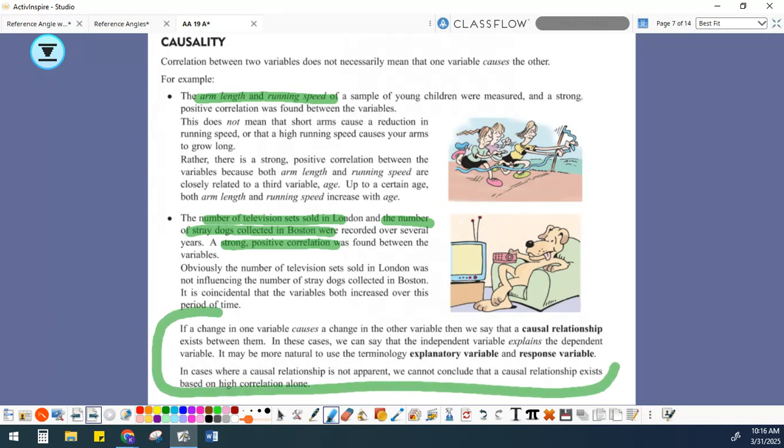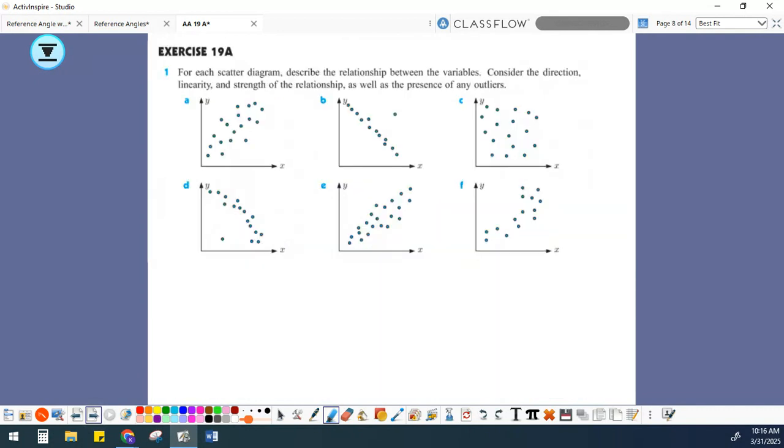So if you look down here, if a change in one variable causes a change in the other, we say there's a causal relationship. In these cases, we can say the independent variable explains why the dependent variable does what it does. And it's maybe more natural to use explanatory variable and response variable rather than independent and dependent. And that's it.